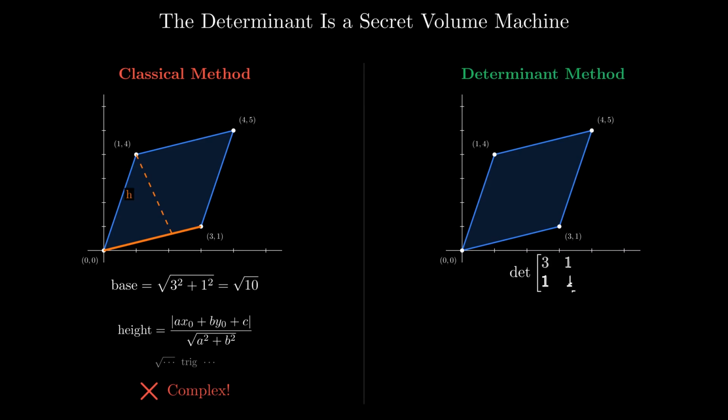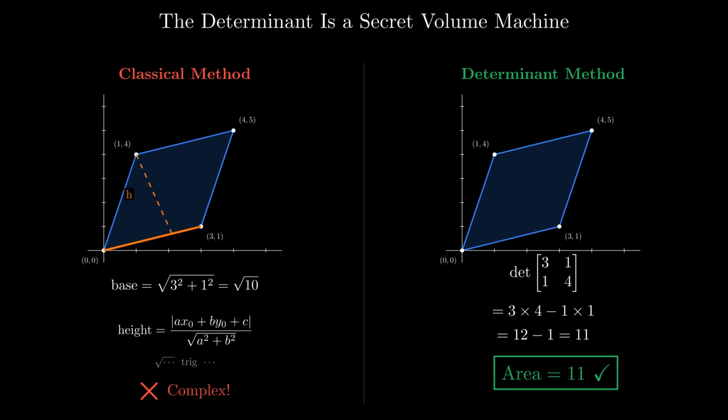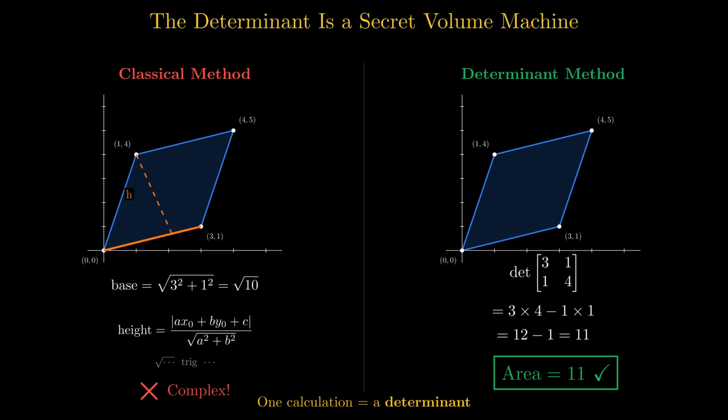Or we could compute 3 times 4 minus 1 times 1. That's 12 minus 1, which equals 11. Done. The area is 11. That single calculation is a determinant. Today we'll see why it works. Why a simple algebraic formula secretly measures geometric volume.